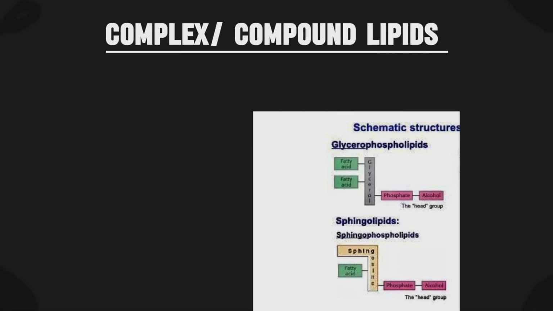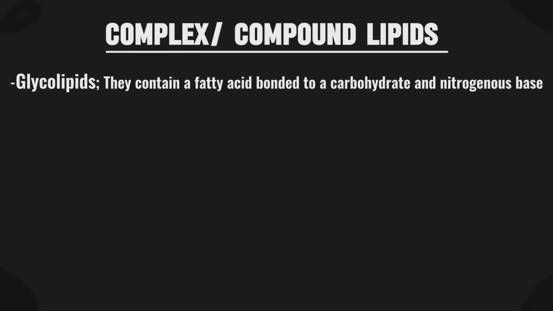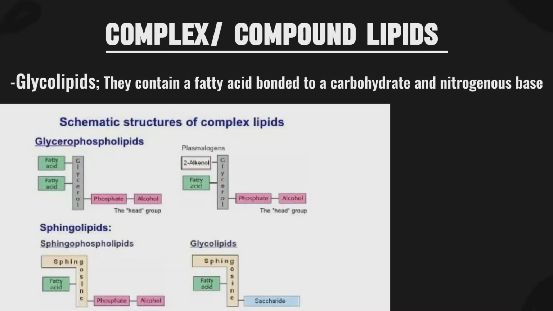Now, a single fatty acid is bound to the backbone by an amide bond. The next type of complex or compound lipids are the glycolipids. These lipids contain a fatty acid that is bound to a carbohydrate and a nitrogenous base. The alcohol is sphingosine, hence they are also called glycosphingolipids. Glycerol and phosphate are absent. Examples of such lipids are the cerebrosides and the gangliosides.